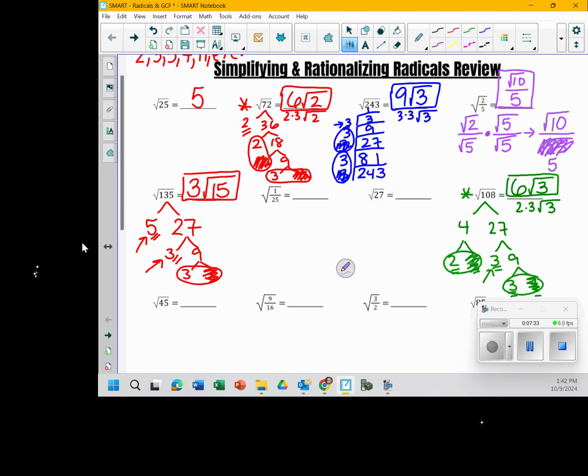Okay, let's look at this next fraction. I can't reduce 1 over 25, so I'll split it to root 1 over root 25. I notice those are both perfect squares. The square root of 1 is 1, and the square root of 25 is 5. So that is my answer for this problem. I don't need to rationalize because the root went away in the denominator.